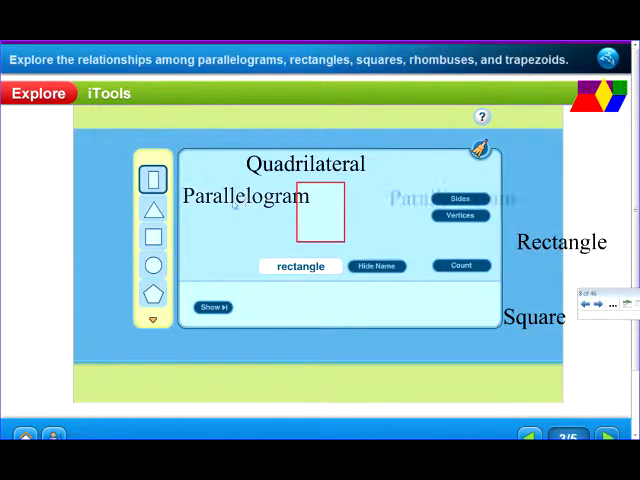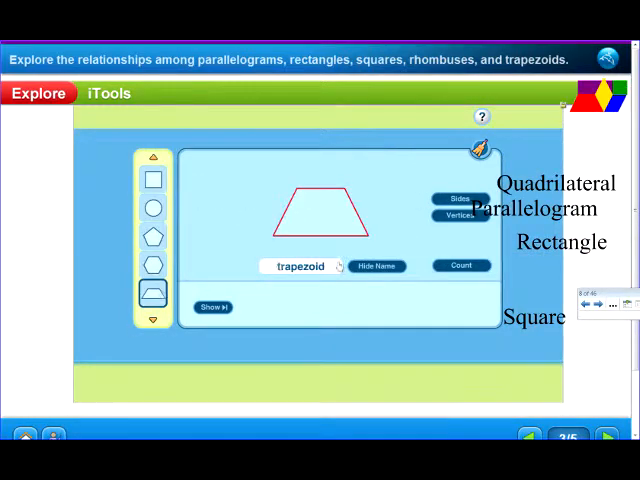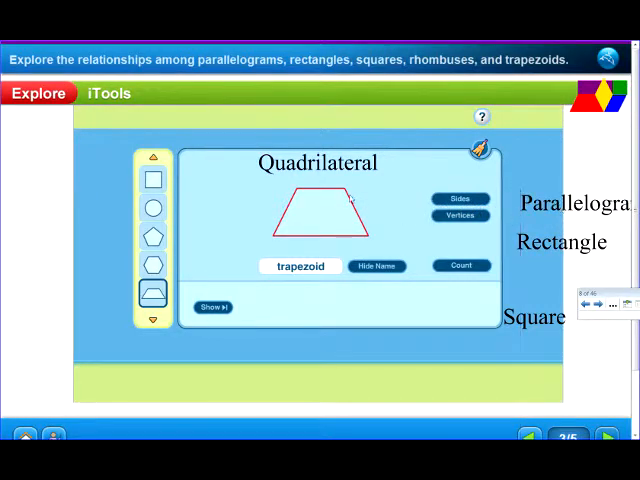Let's check out another one. Let's try a shape, a trapezoid. How can you describe a trapezoid? A trapezoid is a quadrilateral. It has 4 sides. It's a polygon with 4 sides, and it has exactly 1 pair of parallel sides, but it's not a parallelogram. Why not? Because these 2 sides also have to be parallel.